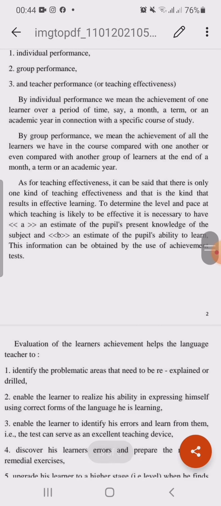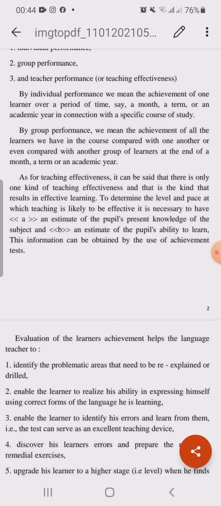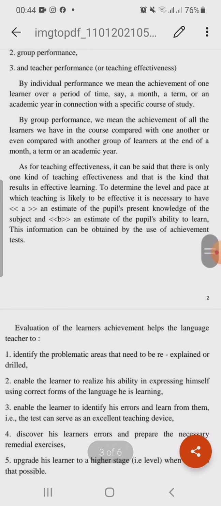We mean the achievement of all the learners we have in the course compared with one another. By group performance يعني الأداء الجماعي we mean the achievement of all the learners we have in the course، يعني تحصيل جميع الطلبة في الكورس مقارنة with one another or even compared with another group of learners، يعني نقارن طالب مع الآخر أو جميع يعني الجروب كله نقارنه مع جروب آخر.